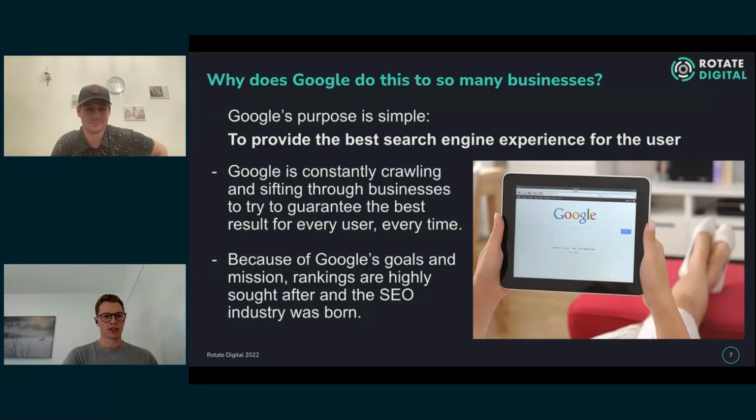So a couple of points that you brought up is Google's constantly crawling and sifting through businesses to try and guarantee the best result for every user every time, right? That speaks to the user experience as a whole, the end user experience. And because of Google's goals, this mission to provide the best user experience, I mean, that's why we're here. That's why rankings are, like you say, so highly sought after. And the SEO industry is so prevalent today.